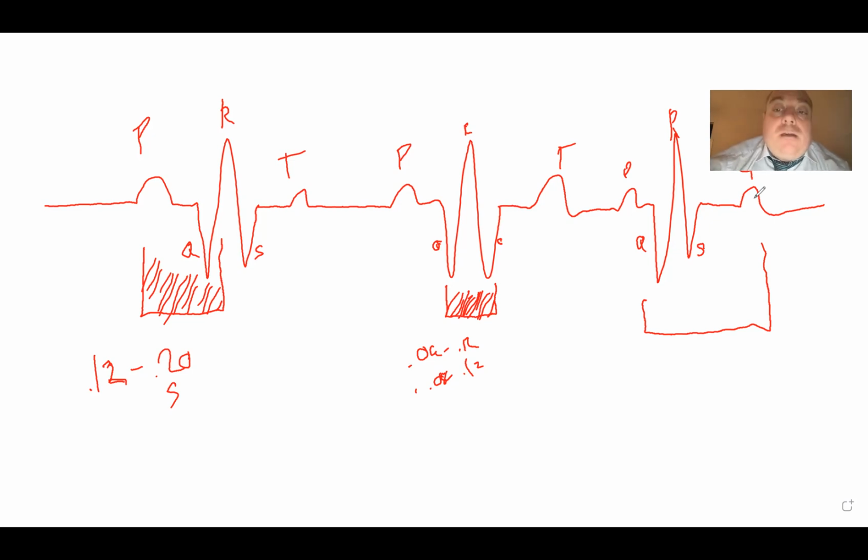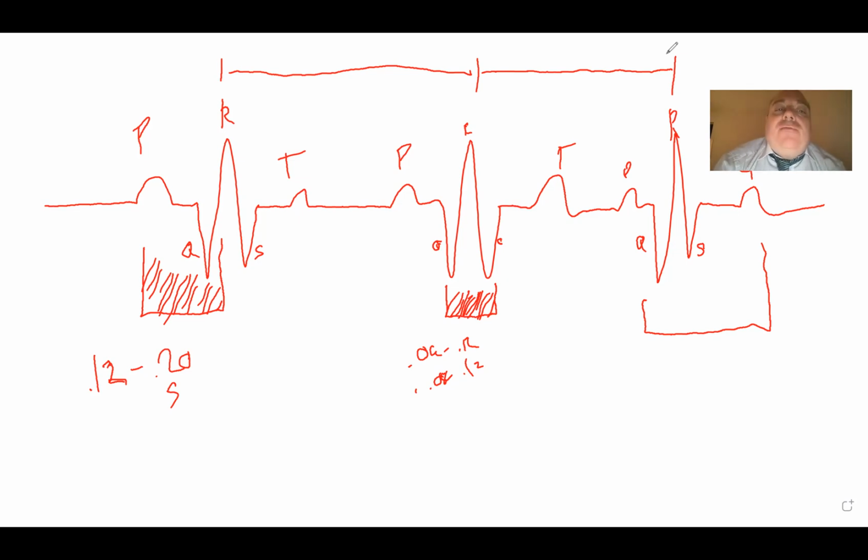So the next thing is the R to R interval, which we just mentioned. Now we're going to look at the R wave to the next R wave to the next R wave. So we have one R wave to the next R wave to the next R wave, okay? What we're looking at here is counting the small or large boxes in between R wave, R wave, R wave, and it should be about the same, okay? It should be about the same.